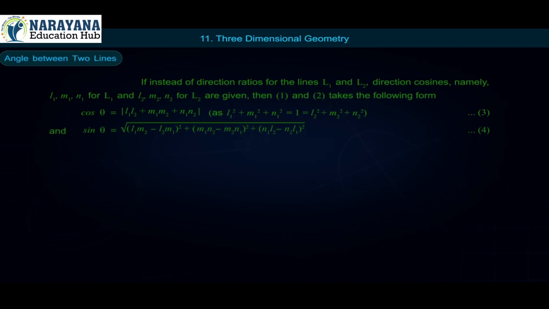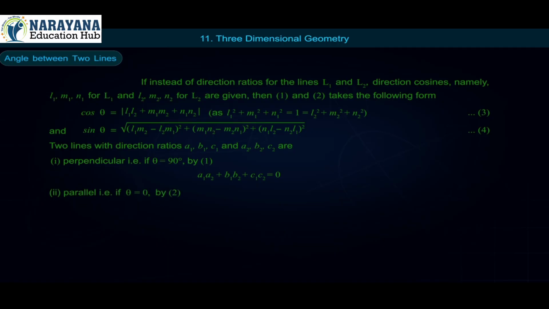And sin theta equals square root of (l1 m2 minus l2 m1) whole square plus (m1 n2 minus m2 n1) whole square plus (n1 l2 minus n2 l1) whole square. Equation 4. Two lines with direction ratios a1, b1, c1 and a2, b2, c2 are, number 1, perpendicular, that is if theta equals 90 degrees, by equation 1, a1 a2 plus b1 b2 plus c1 c2 equals 0.